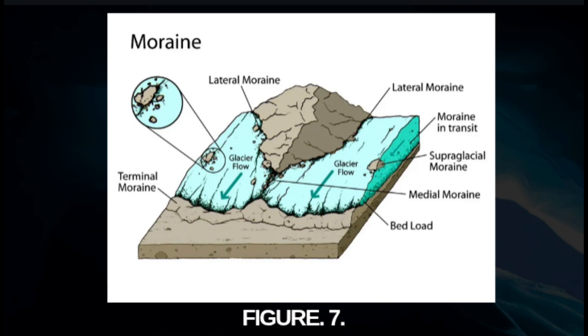The first one is lateral moraine. These are long ridges of till piled up along the sides of a glacier. They form from rocks and debris that fall from the valley walls onto the glacier's edges.